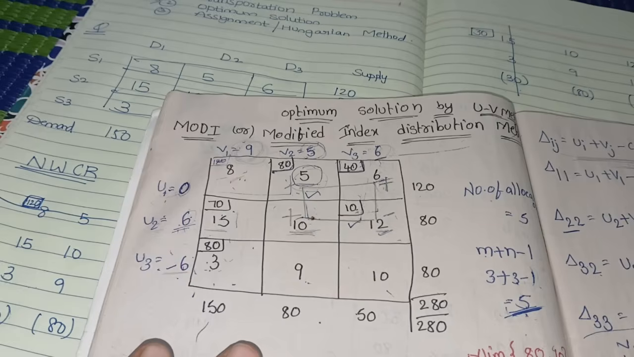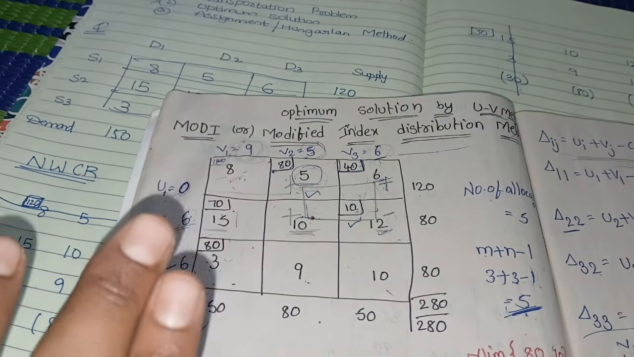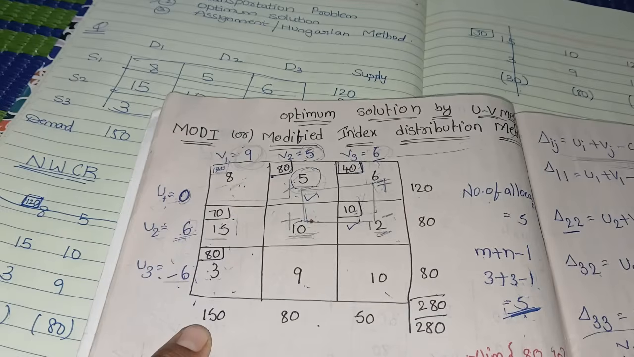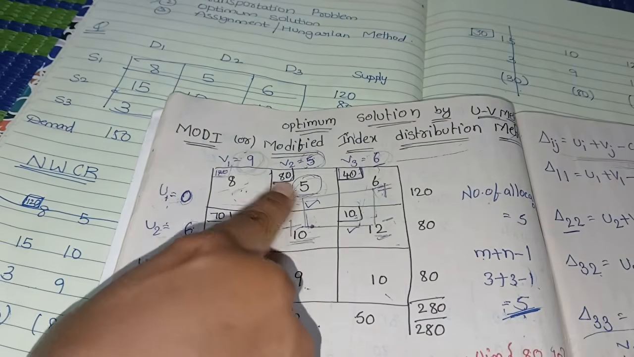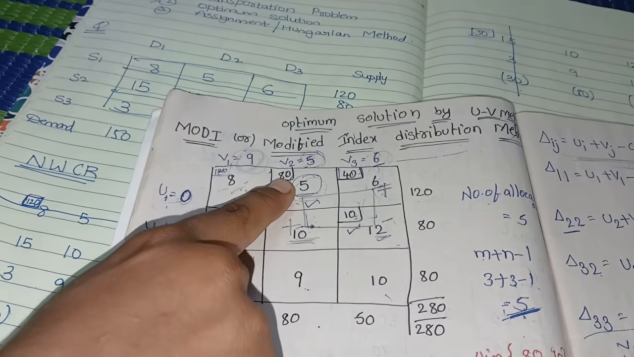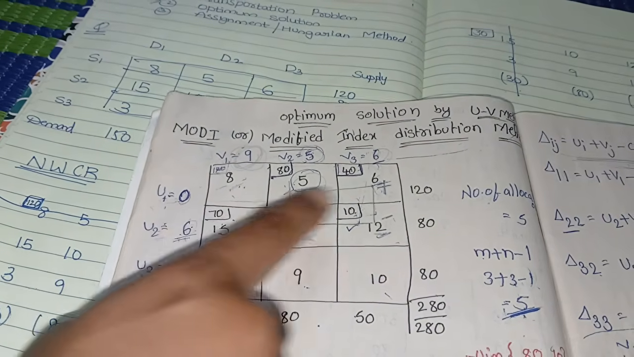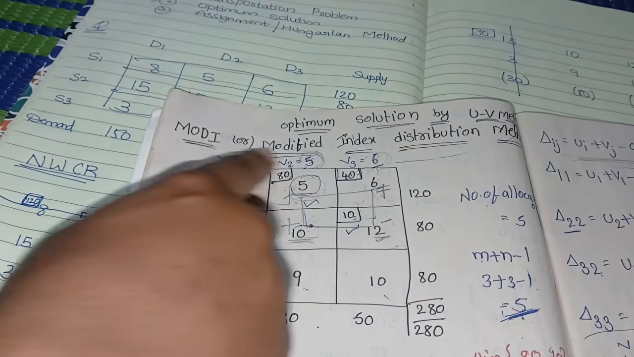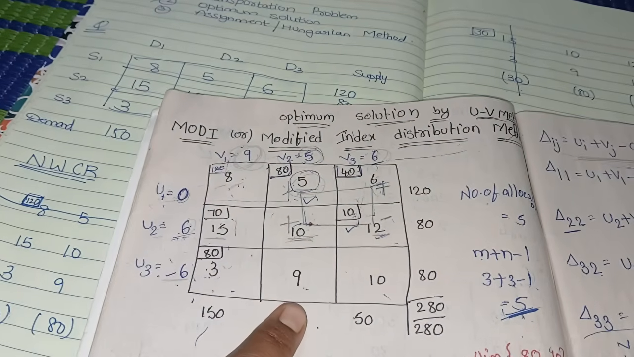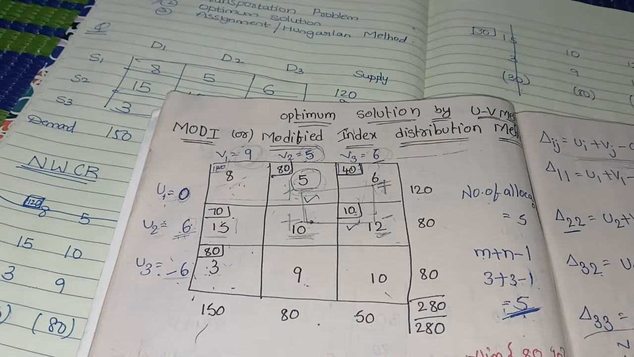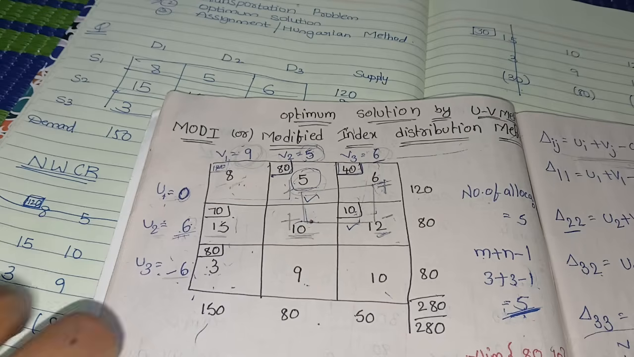After doing the IBFS in any of the methods, make sure you draw the question again, with the values you have allocated in the IBFS in each cell. For example, 80 into 5, 4 into 6, for 15 you have got 70, for 12, like that. Draw it again for the optimum solution, or UV method, or modified index distribution method, you can call it anything. After doing this, you need to calculate the values.